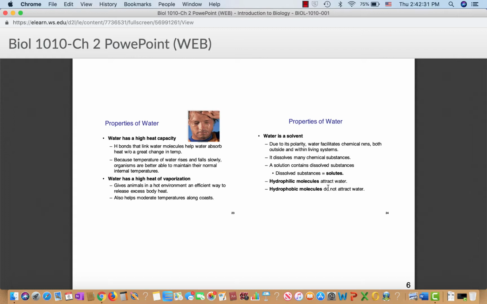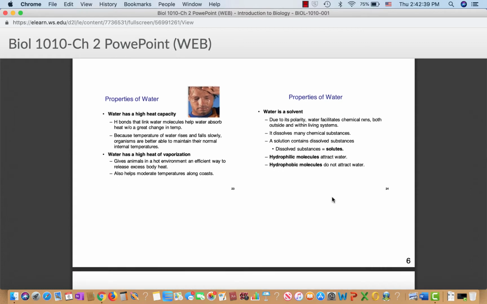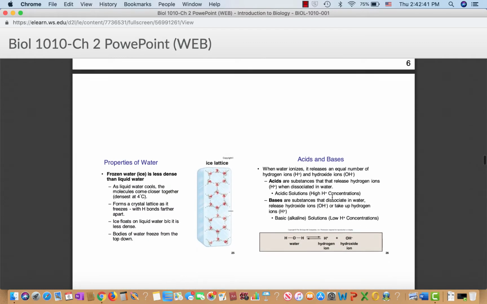Hydrophilic molecules attract water. And in case you haven't noticed, anything in bold as you're going through these PowerPoints is probably going to be a question on it.